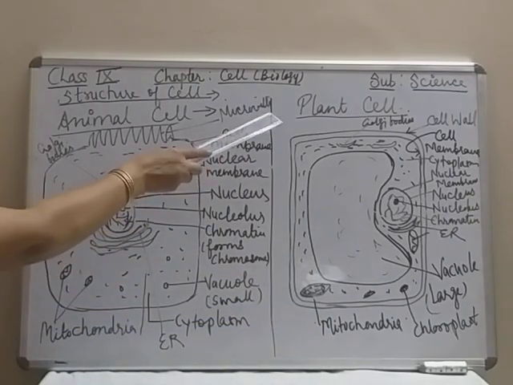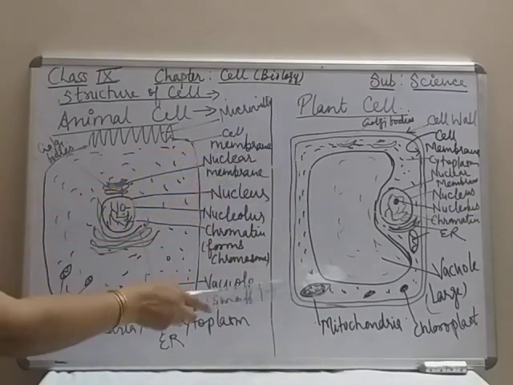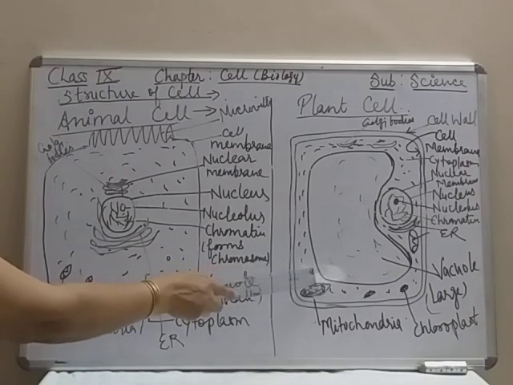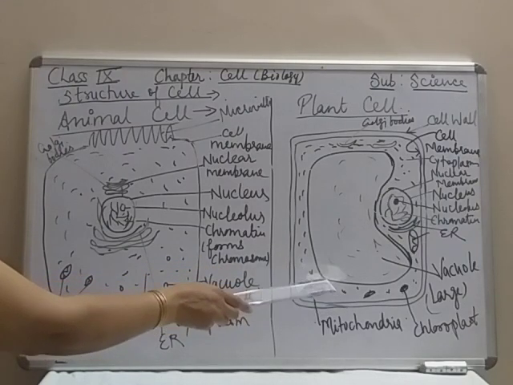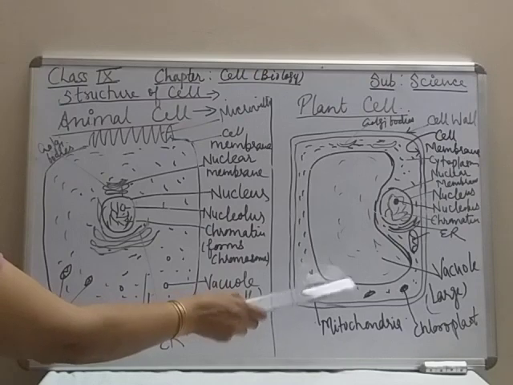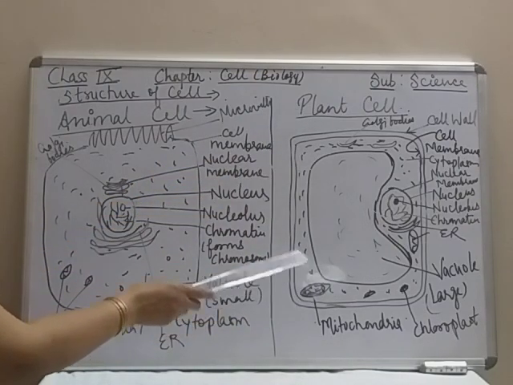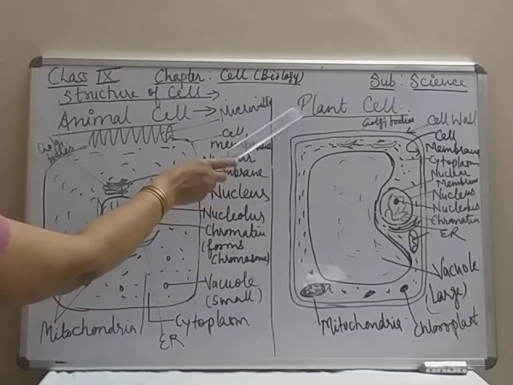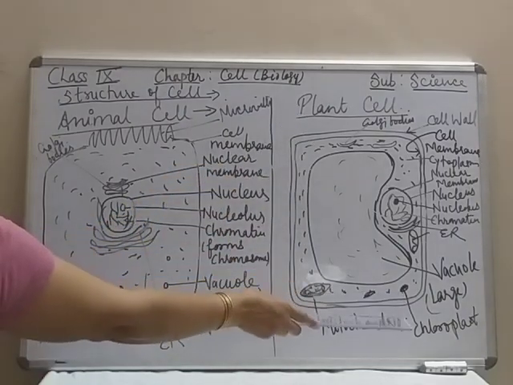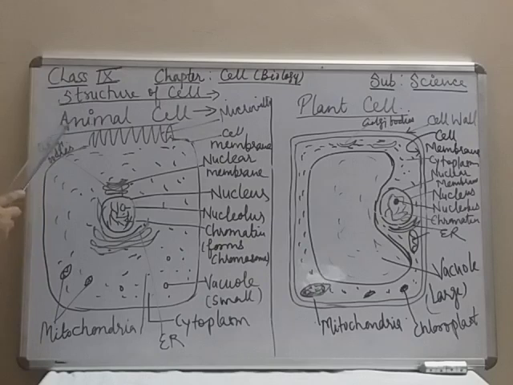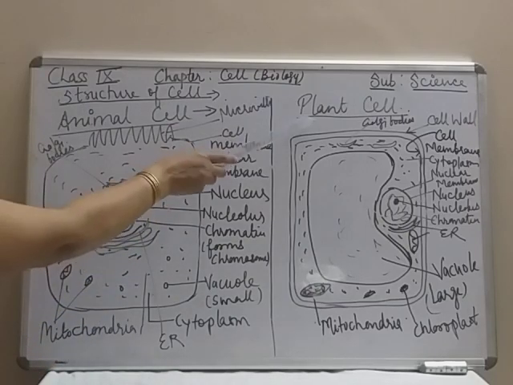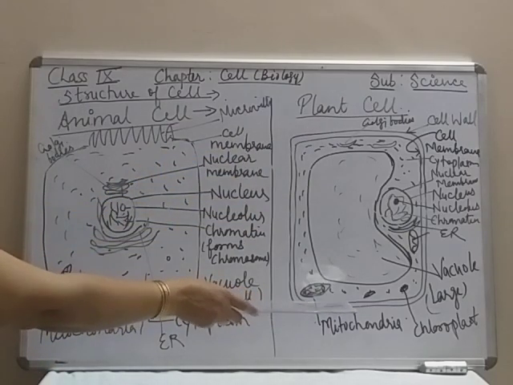Because photosynthesis, what do you mean by photosynthesis? The process of making food by green plant is known as photosynthesis. What are the raw materials required for photosynthesis? Carbon dioxide, water and chlorophyll. Chlorophyll is the green pigment which is present in chloroplast. So chloroplast is absent in animal cell and chloroplast is present in plant cell.